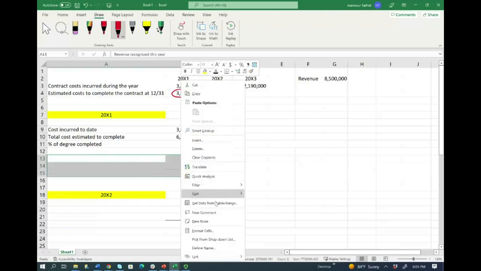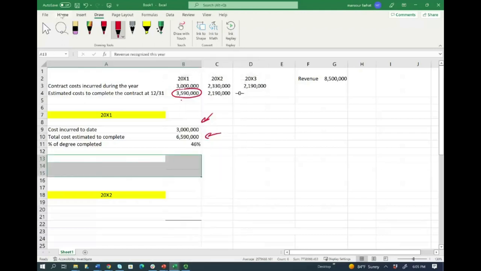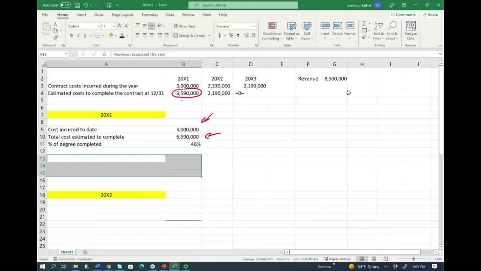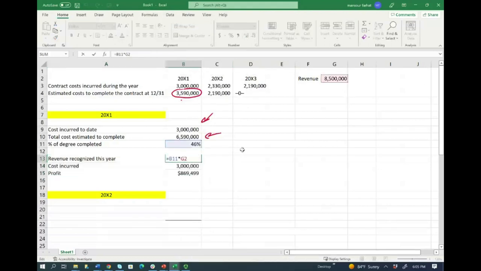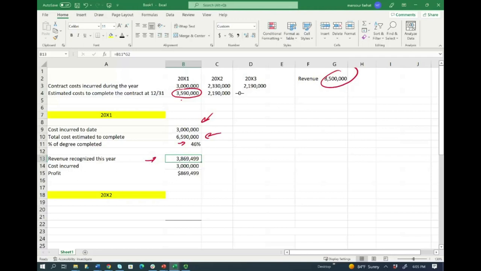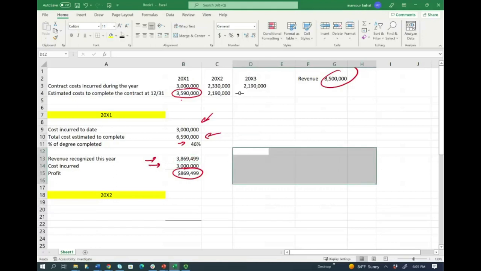So let me show you how we recognize the revenue. For the revenue, I'm going to take $8.5 million, which is the revenue for the project, times 46%. So $8.5 million times 46%, that's going to give me the revenue. And the cost is $3 million. Therefore, my profit for year one is $869,499. So I'm going to go ahead and show you the journal entry to book this entry.